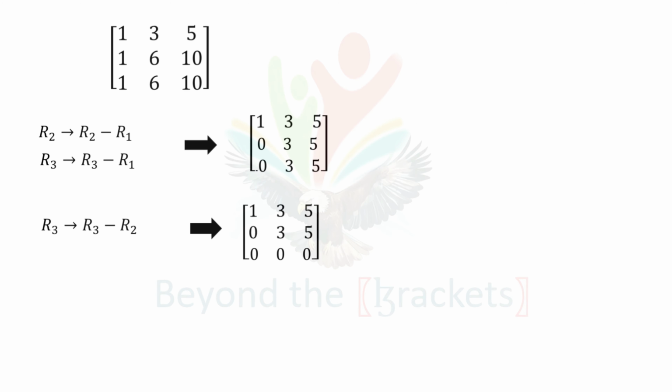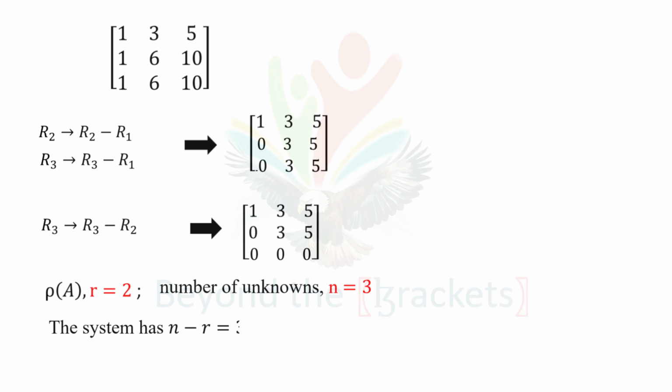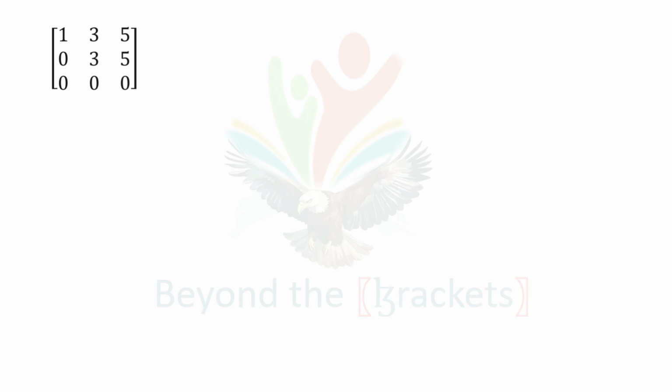As you can see, there are two non-zero rows. So the rank of A denoted by r is 2. We also know that there are three unknowns x, y, z. So the system has n minus r, that is 3 minus 2, which is equal to 1 linearly independent solution. Now let's find the solution from the resultant matrix. We get the equations x plus 3y plus 5z is equal to 0, 3y plus 5z is equal to 0.